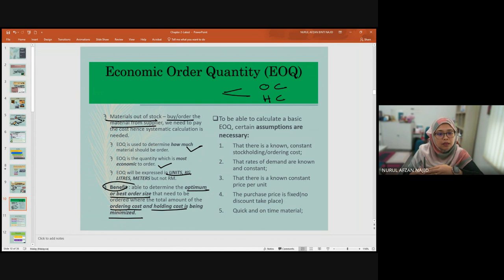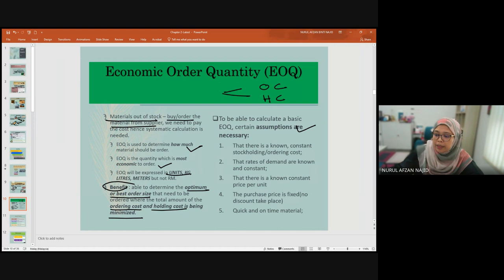Itu adalah EOQ. So nanti lepas ni kita akan tengok what are the formula dalam EOQ, how to calculate the EOQ. So the assumption ni, you read on your own eh. So, bila you read on your own tu maksudnya yang tu tak berapa nak penting lah macam tu. Cuma untuk you punya pengetahuan. Okay? So, kita tengok kepada next slide.